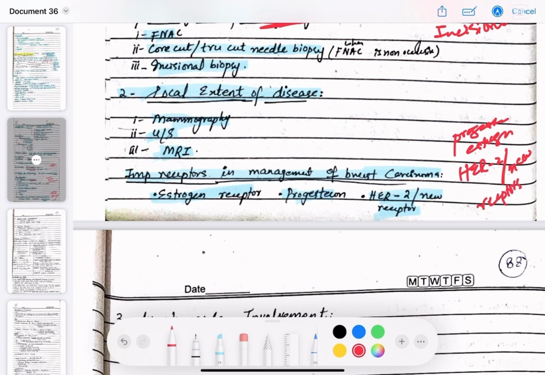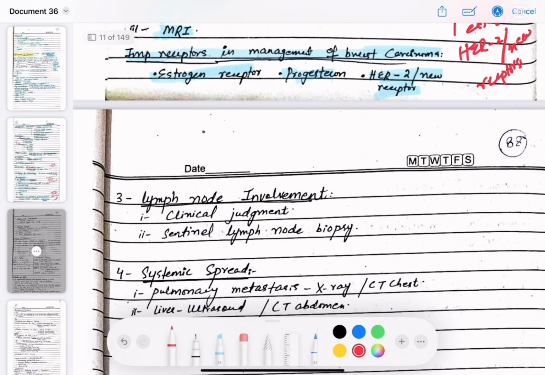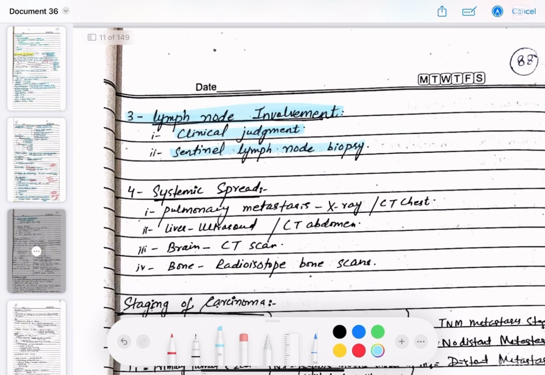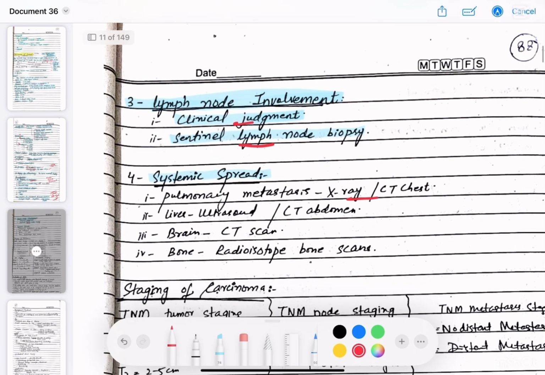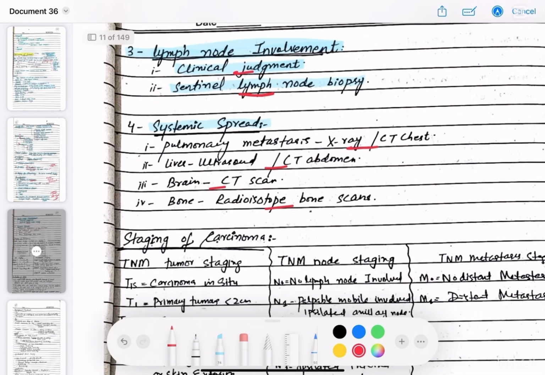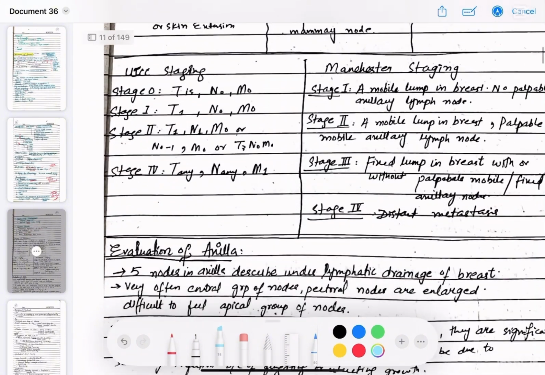Now the lymph node involvement. So for lymph node involvement, the clinical judgment is done and the sentinel lymph node biopsy is done. For systemic spread, pulmonary metastasis, that is X-ray or CT chest, and liver ultrasound or CT abdomen, brain CT scan, or bone radioisotope and bone scans, these are done. Okay, so these are the specific investigations that are done in the case of the breast carcinoma.